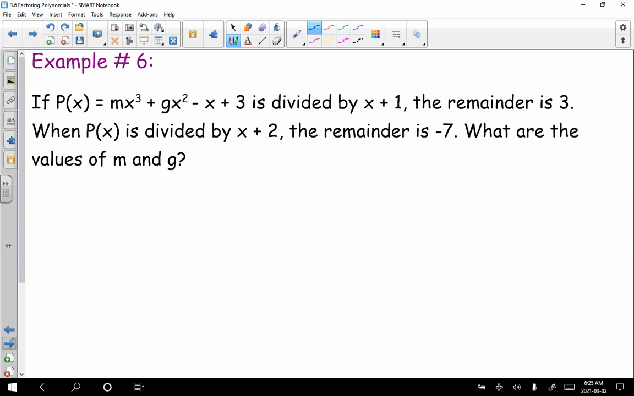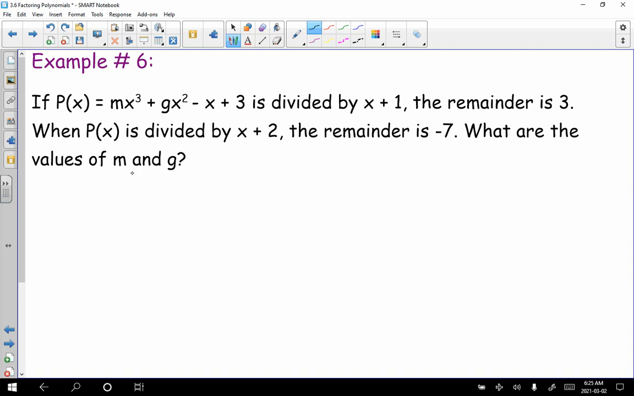All right, last example. If p of x equals mx cubed plus gx squared minus x plus 3, and that function is divided by x plus 1, the remainder is 3. And the same function p of x, when divided by x plus 2, the remainder is -7. What are the values of m and g?